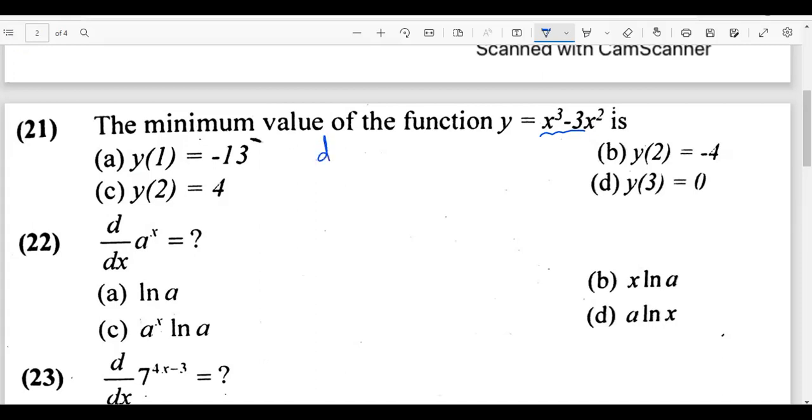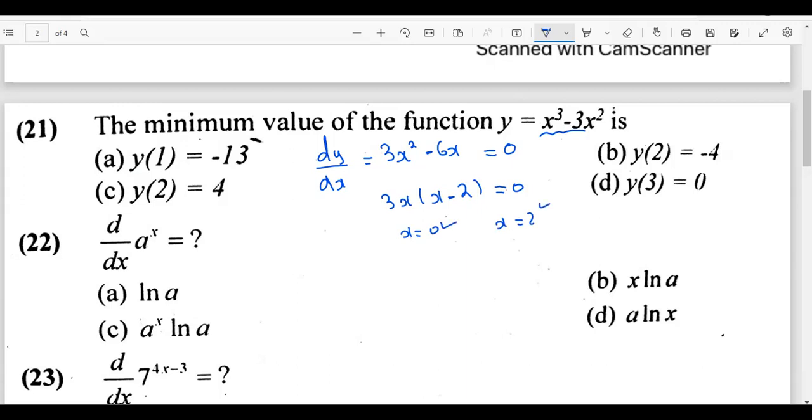So it would be dy by dx. That would be 3x squared minus 6x equals 0. I will take 3x common. I would be left with x minus 2 equals 0. So x is going to be 0 and x equals 2. So we have two stationary points.